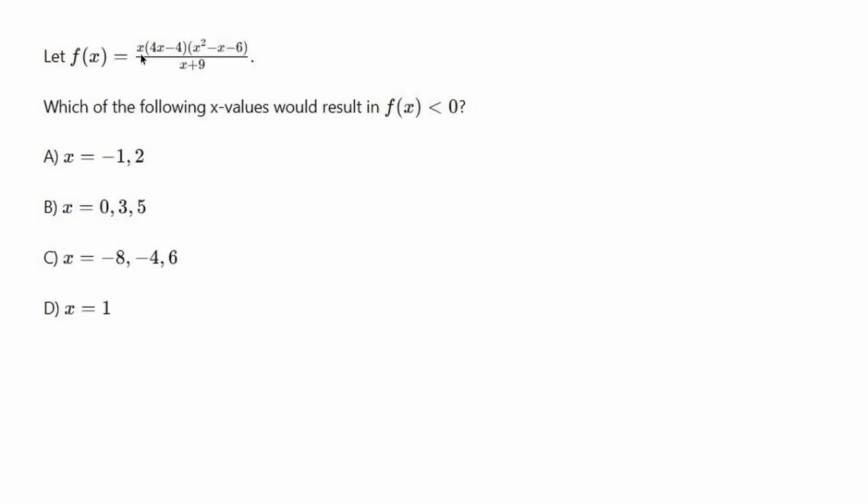Let f of x equals x times the quantity 4x minus 4 times the quantity x squared minus x minus 6 all over x plus 9. Which of the following x values would result in f of x is less than 0? This problem is terrible. So this is what I want to do. I want to get a nice visual of what this picture is going to look like so I can figure out what this guy is going to look like.